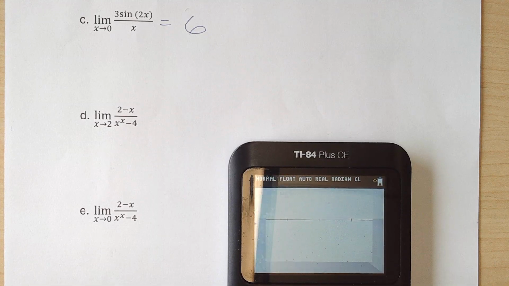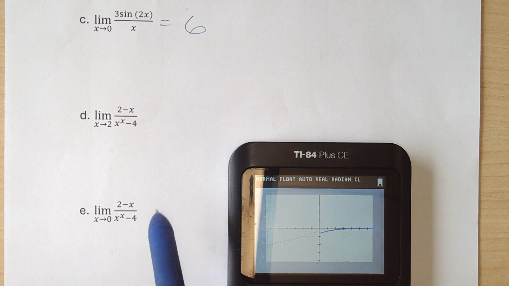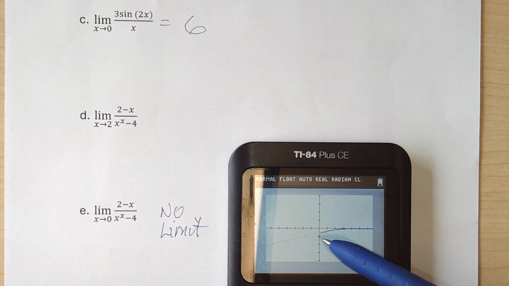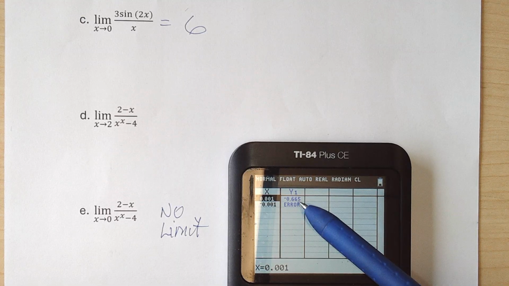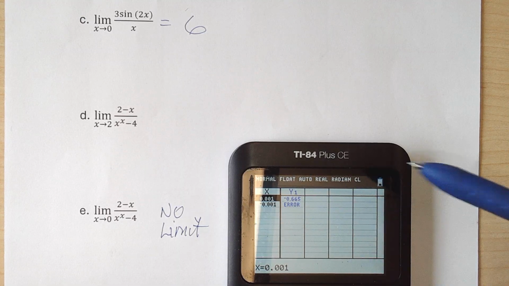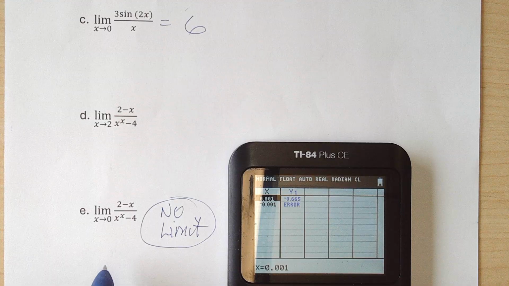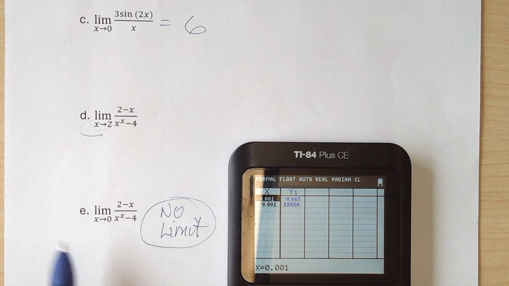Stop. I'll go zoom 4. Oh, the graph doesn't really exist very well on the negative side of 0. So there's no limit here, because there is a right-hand limit. It looks like it's getting close to, what was it? Getting close to negative 0.66666. So there would have been a right-hand limit, but there's no left-hand limit, and so we will say there's no limit.